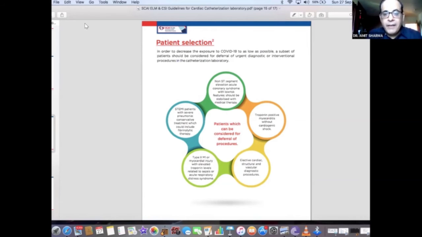The third group, where a patient is just elective. This patient has just walked in saying that I want to do an angioplasty, and this is not really the need of the hour at this stage. So elective procedures, we keep them out totally so that we don't strain our existing infrastructure.